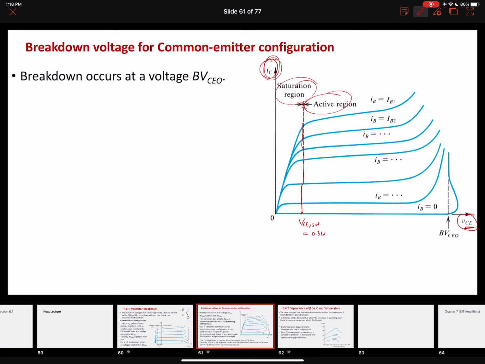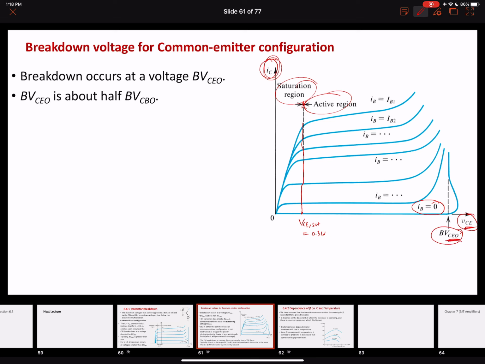All right, so let's discuss the common emitter breakdown characteristics. When we have an open base, our base current is equal to 0. The voltage value at which our collector-to-base junction will break down is written as BVCEO.